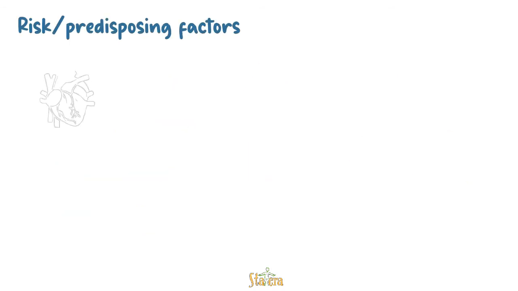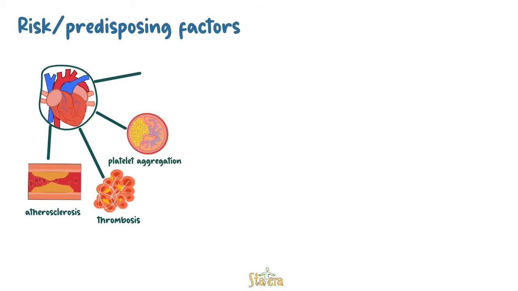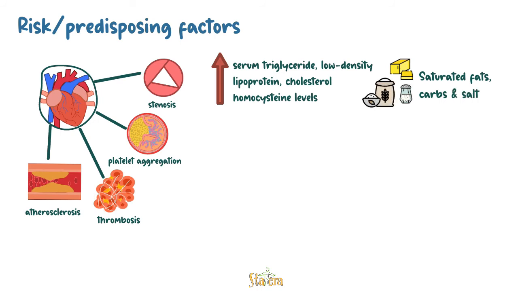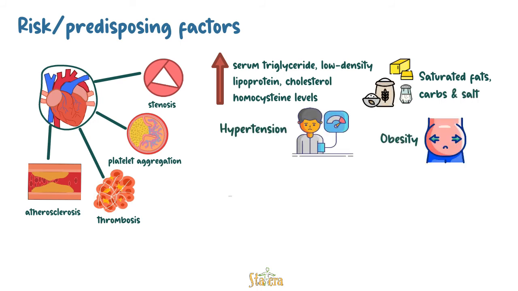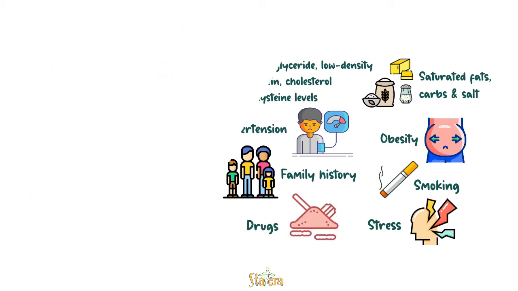Myocardial infarction results from occlusion of one or more of the coronary arteries. Occlusion can stem from atherosclerosis, thrombosis, platelet aggregation, or coronary artery stenosis or spasm. Predisposing factors include elevated serum triglyceride, low-density lipoprotein, cholesterol, and homocysteine levels; excessive intake of saturated fats, carbohydrates, or salt; as well as hypertension, obesity, and a positive family history of coronary artery disease. Smoking, stress, and use of amphetamines or cocaine are also known to increase risk of myocardial infarction.